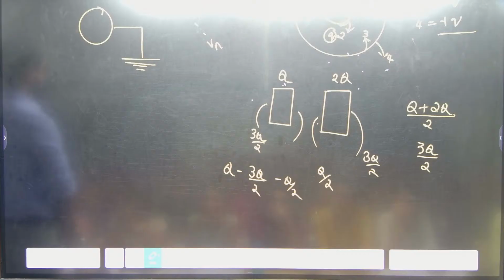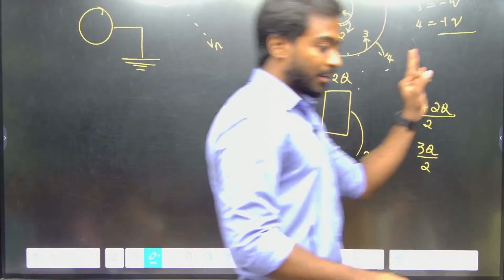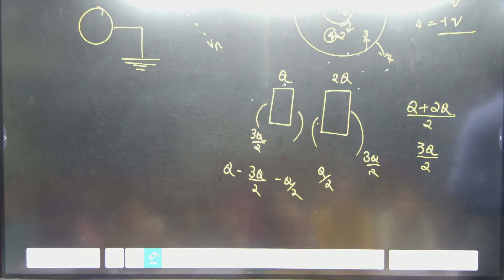3Q by 2 plus 3Q by 2 will become 6Q by 2, which is nothing but 3Q. So the total charge is 3Q. I should get 3Q as the answer. 3Q charges are there, only 3Q should be there. I should distribute the charges.